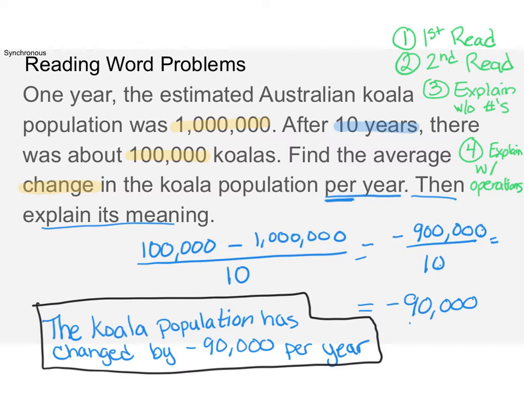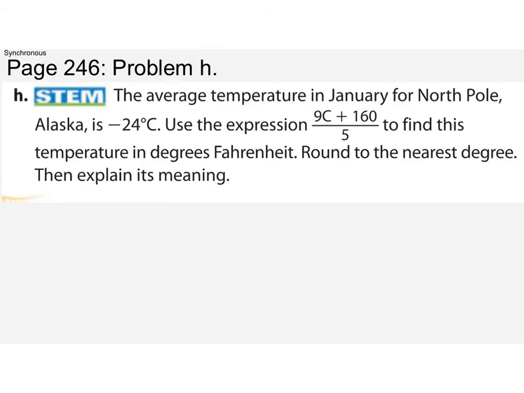Let's go on to the next problem. First up that I want to do is read my word problem here. The average temperature in January for North Pole, Alaska is negative 24 degrees Celsius. Use the expression (9C + 160)/5 to find this temperature in degrees Fahrenheit. Round to the nearest degree, then explain its meaning.